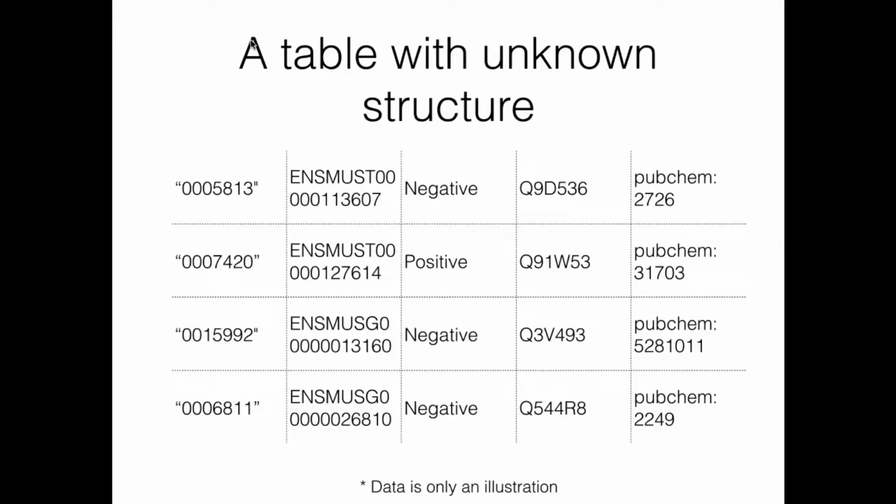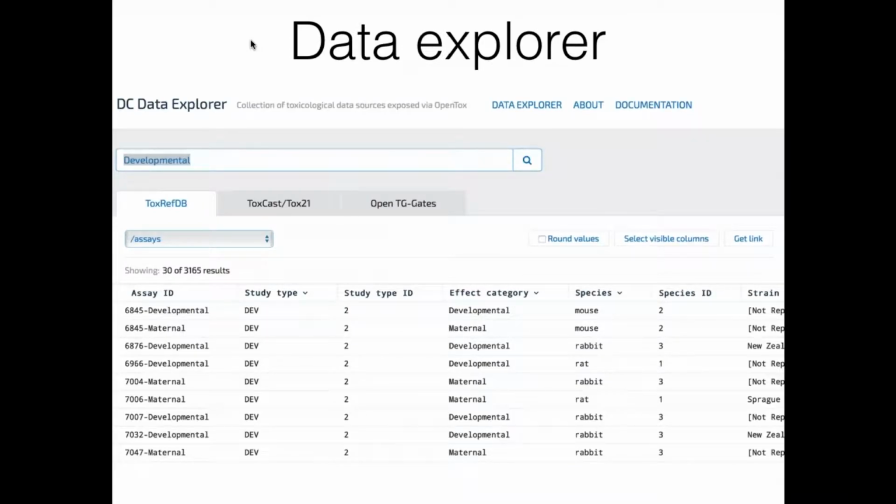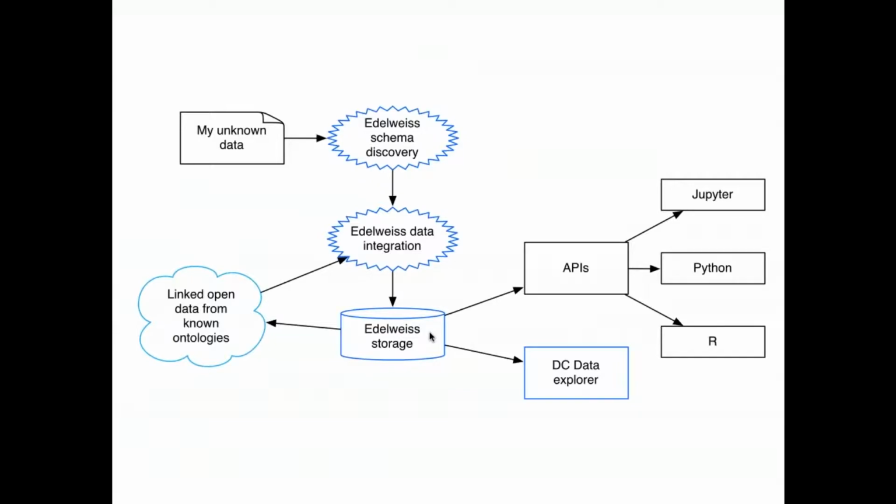So just back to the presentation. This was the schema editor, and then you got a Data Explorer, and it would look a little bit like this when uploaded. And so what's just happened here while I did this was the following. We upload the unknown data. It goes into the Edelweiss schema discovery, which is discovering, as well as it can, what's in the text file.